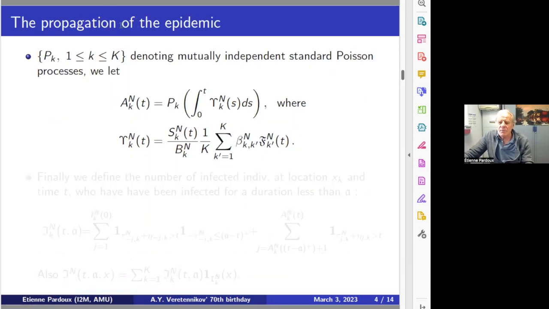Now about the propagation of the epidemic. P_k, k between 1 and capital K, denoting mutually independent standard Poisson processes, we let A_n^k(t) be P_k of the integral from 0 to t of epsilon_n^k(s) ds, where epsilon_n^k(s) is the rate of infection in patch k. The important thing is the proportion of susceptible individuals at time t in patch k times the effect of the infectious individuals. This is the force of infection at time t in patch k prime, but those infectious individuals in patch k prime can infect in patch k.